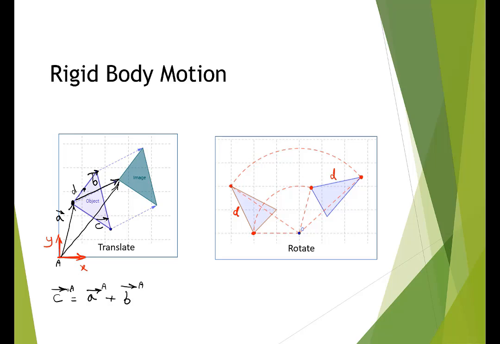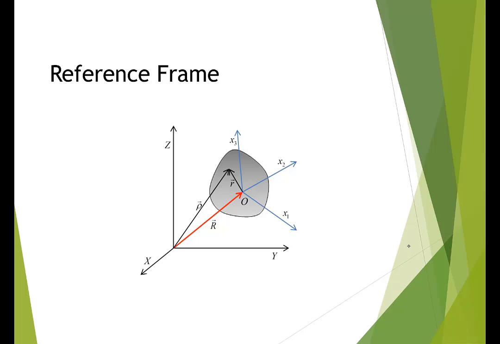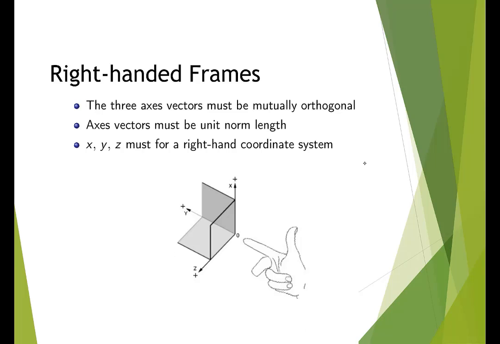So translation is straightforward. How about rotation? How can we quantify rotation? That would be a bit more complicated, and we're going to talk about it in this session. Before we can quantify it, we need some ground rules for defining a reference frame. As I said, a reference frame has to be a stationary, inertial frame. And we also need to use the right-hand rule to define the reference frame.